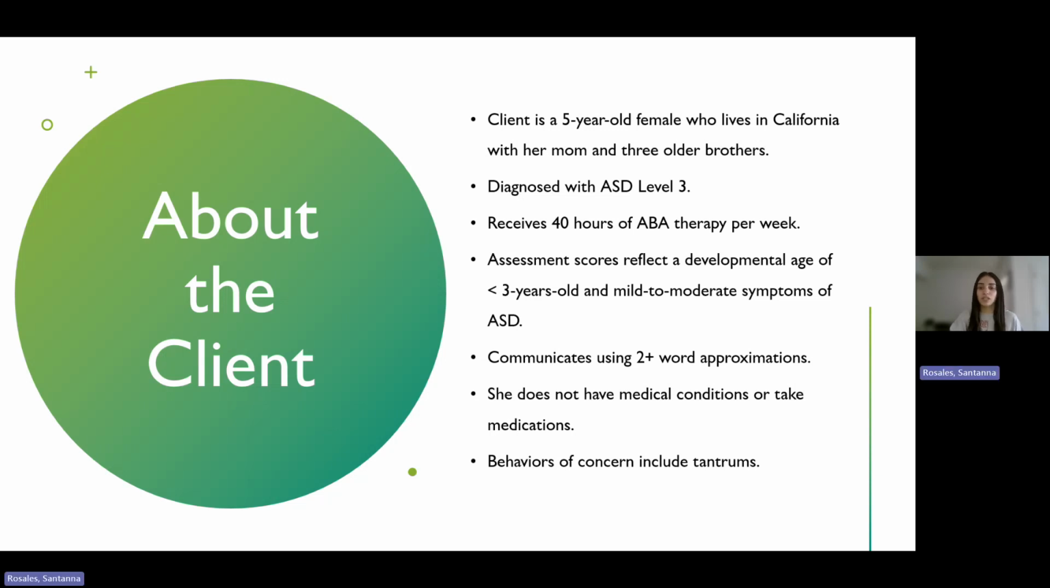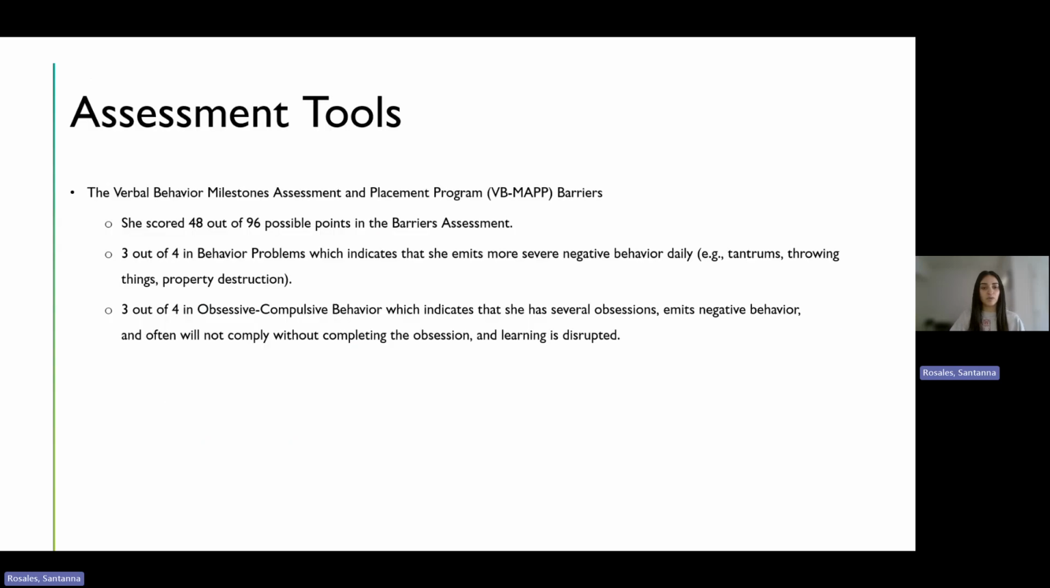So I'll begin by going over the assessments that we used to help us figure out where she's at with her deficits and barriers, as well as the functions of her tantrums. For starters, I wanted to point out the VB-MAP barriers assessment. I chose this one because the VB-MAP displays a wide range of early skills for my client to master. So in the barriers assessment, she demonstrates 48 out of 96 barriers that were assessed.